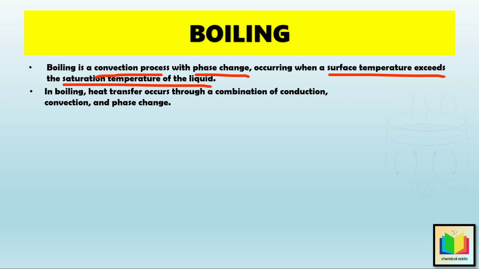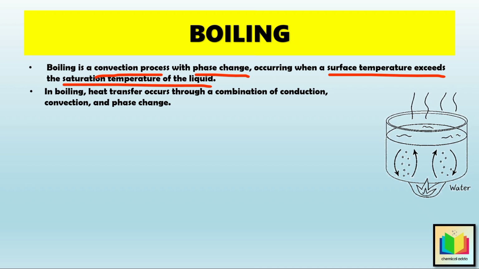Let's understand this with the help of diagram. So first, heat is conducted from the hot surface into the liquid layer in contact with it. Due to this, liquid temperature increases to its saturation temperature, causing vapor bubbles to form at the surface. Then, as these bubbles grow and rise upward, they stir the surrounding liquid and create convection currents that carry heat away from the heating surface.